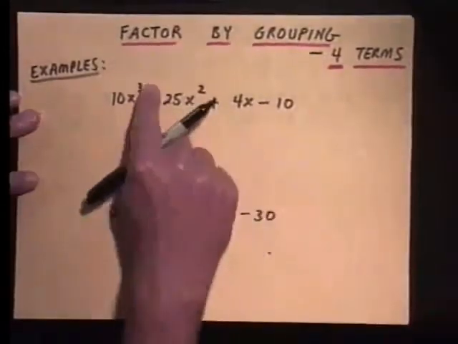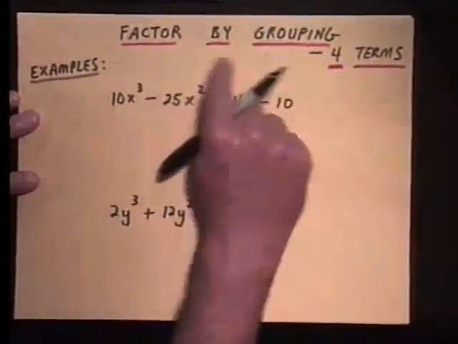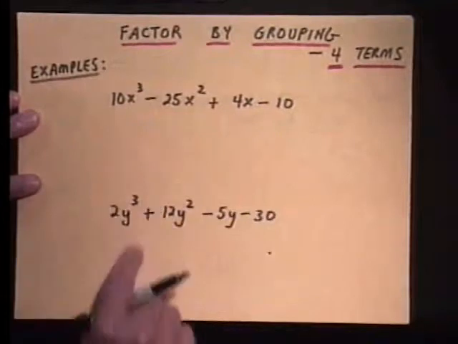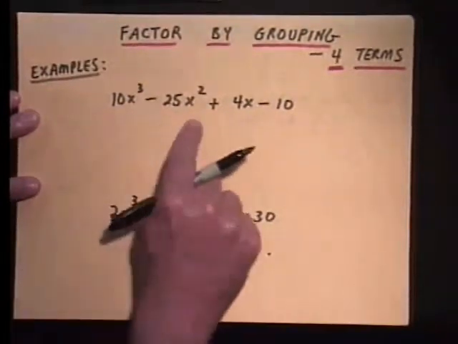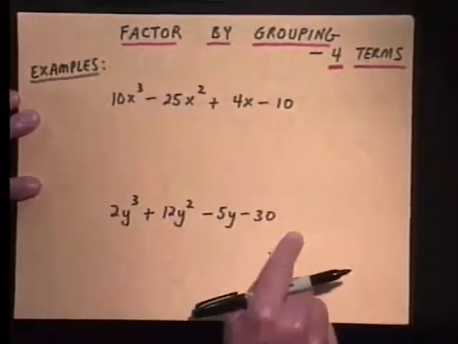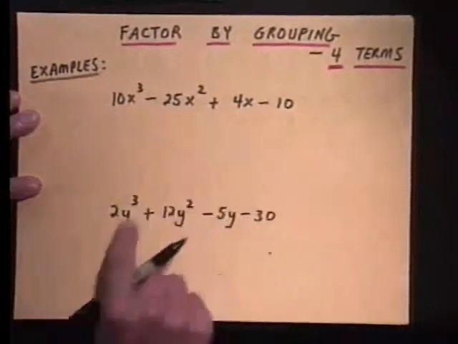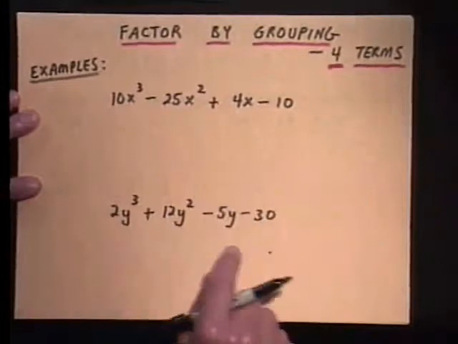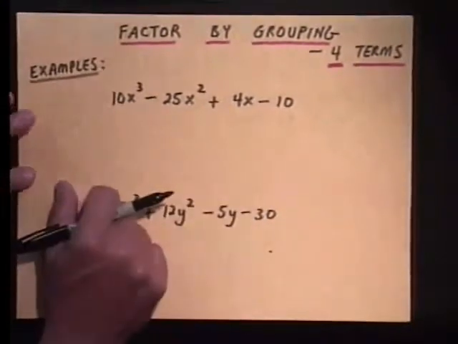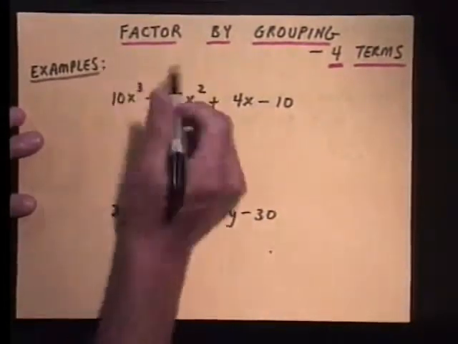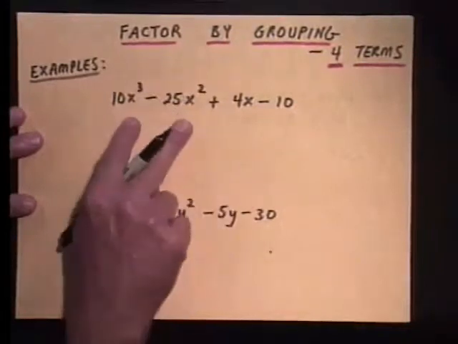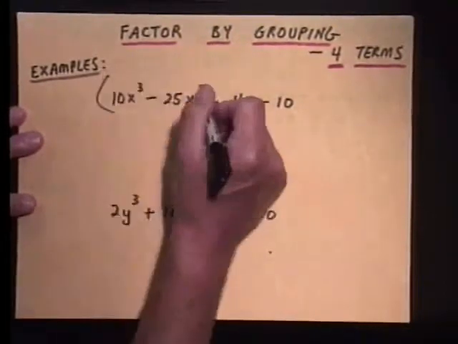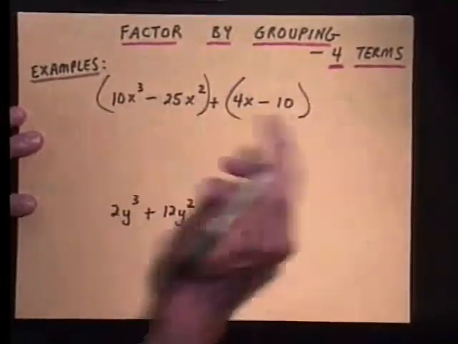So notice I've got factor by grouping. Always do this when you have four terms, and it's easy to tell when you have four terms. These next two examples do. 1, 2, 3, 4. And notice I have them all in nice descending order of power. So you want to arrange them in that. So when we group, notice there's some common things in the first two terms and in the last two terms here. So I'm going to just go ahead and slap some parentheses on that.